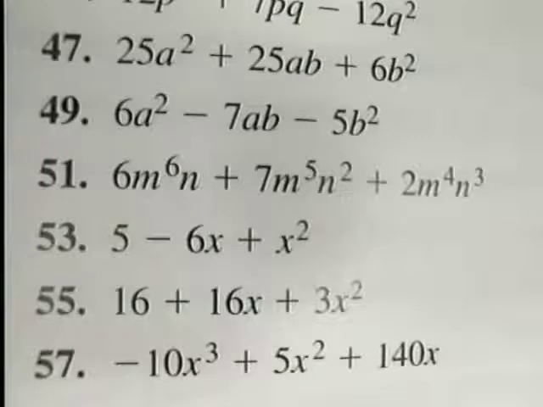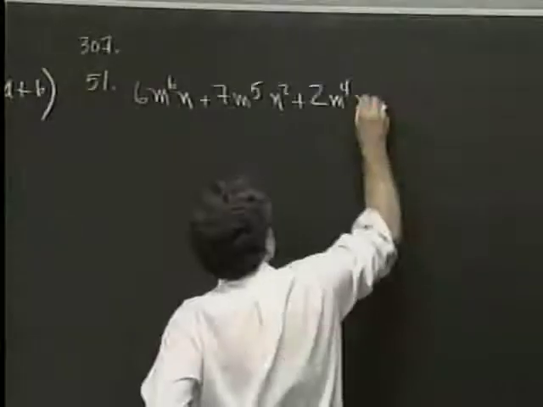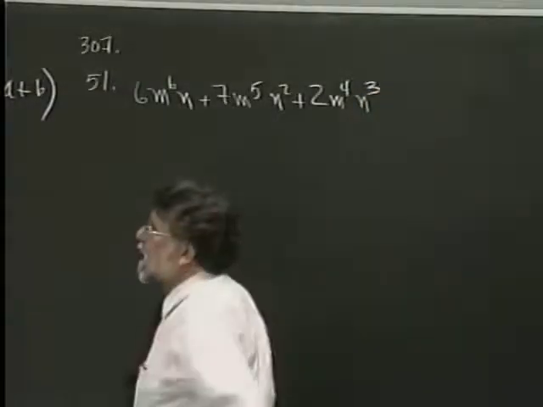And the numbers involved here. We've got a 6m to the 6th n, plus 7m to the 5th n squared, and then plus 2m to the 4th n cubed. Okay, as we cut to the board.